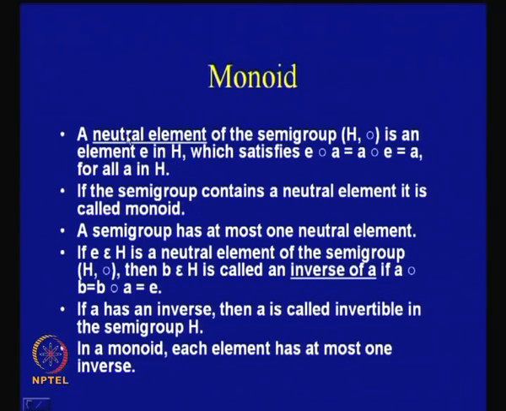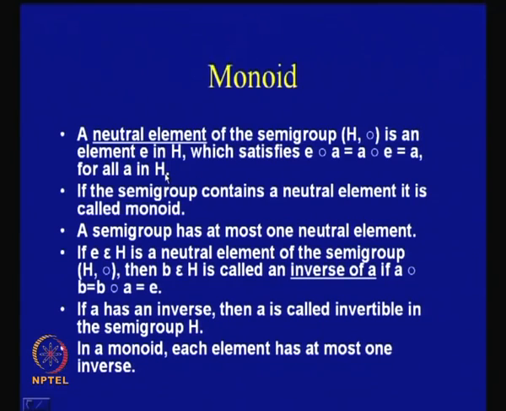Now let us define something which is called monoids. One of the central definitions of monoids is the neutral element. A neutral element of the semigroup H is an element E in H which satisfies E operation A is the same as A operation E, and that is equal to A, for all A in H.